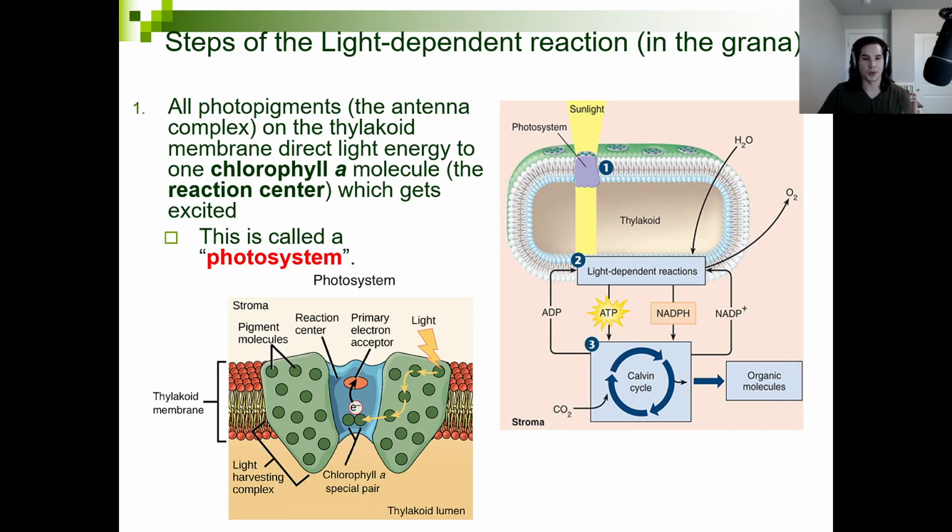It's chlorophyll A, and what happens when it becomes excited is it gives off an electron, a single electron. Okay, so all photopigments, the antenna complex on the thylakoid membrane, direct light energy to chlorophyll A molecule, the reaction center, which then gets excited. So you excite that electron, and that electron then bounces from chlorophyll A to a primary electron acceptor. So kind of think of the electron transport chain where you have proteins which will move an electron from protein to protein to protein to protein.